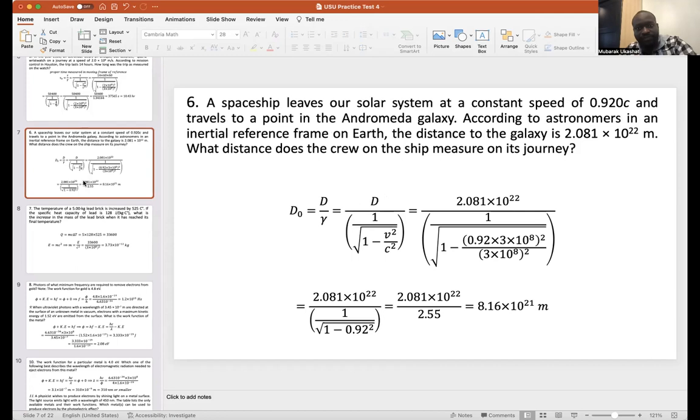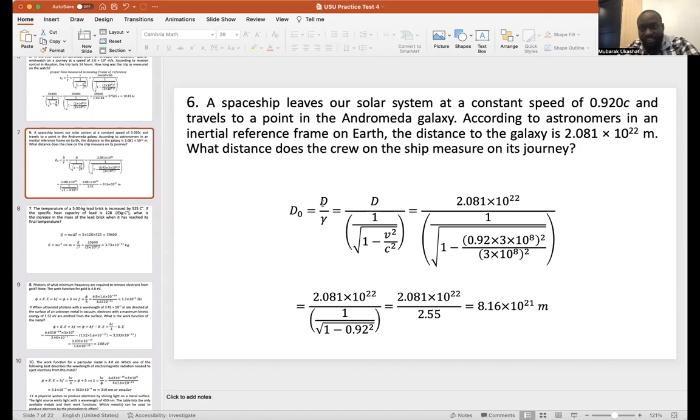It says a spaceship leaves our solar system at a constant speed of 0.920 c, where c is the speed of light, so 0.920 times the speed of light, and travels to a point in the Andromeda galaxy. According to astronomers in an inertial frame of reference on Earth, the distance to the galaxy is 2.081 times 10 to the 22 meters. What distance does the crew ship measure on its journey? So we're looking for proper distance again.